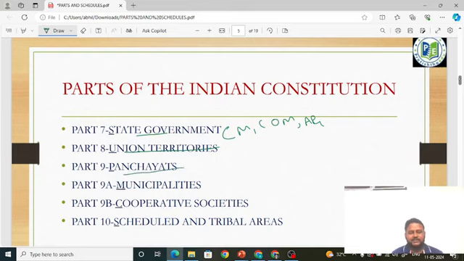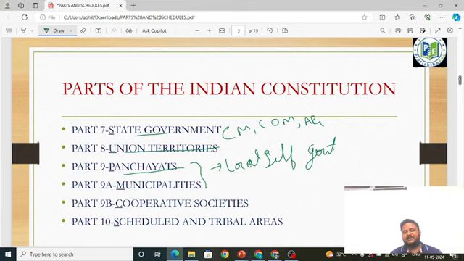Part 9 talks about panchayats, and it talks about local self government. Okay, local self government is talking in which part? It is part 9 and part 9A. At the rural level it is panchayats and at the urban level it is municipalities.